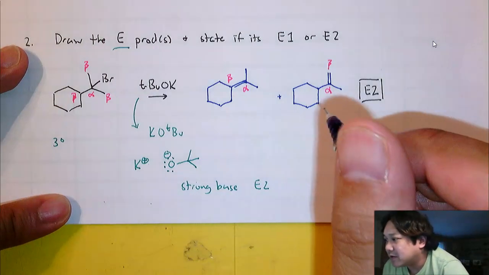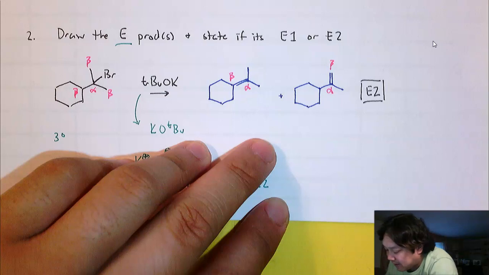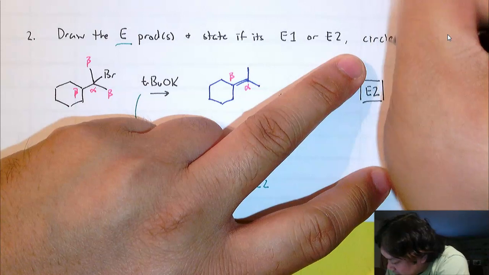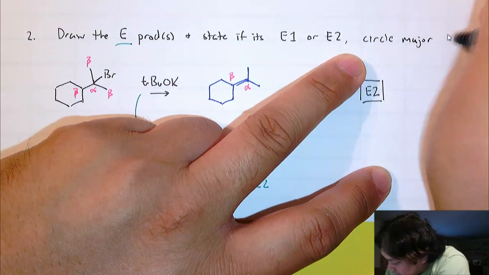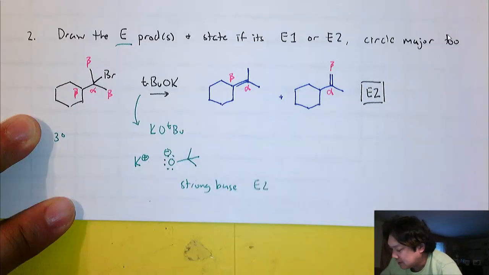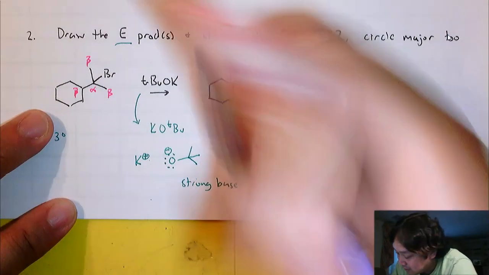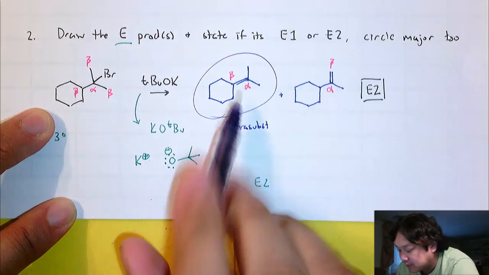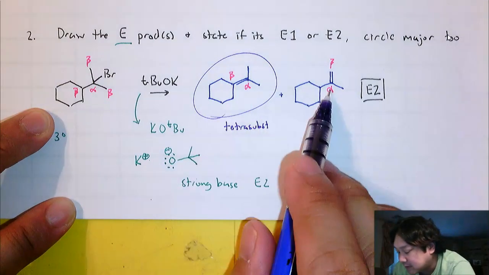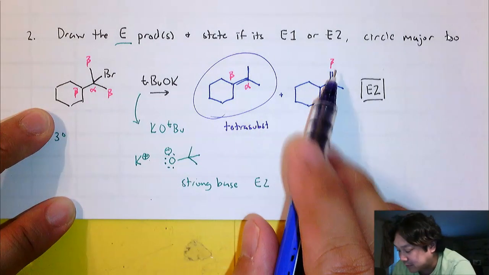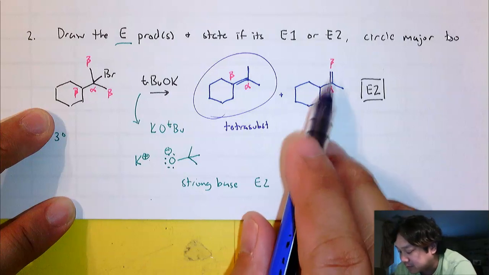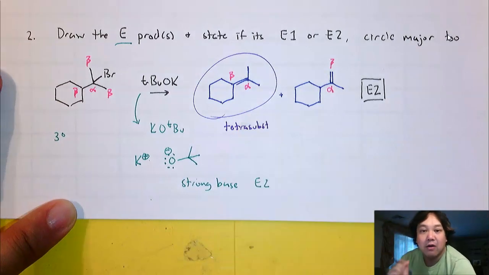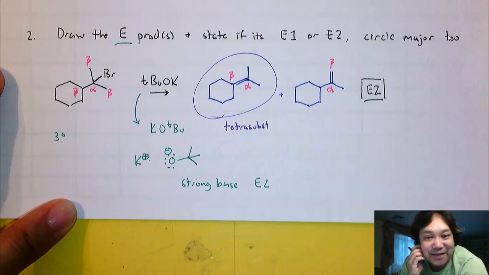Does it say which one's the major? Let me add that so the question is exactly correct. Circle the major. Awesome. Tetra substituted. There are no hydrogens on the double bond carbons. What is this? This is di substituted. You have 2 hydrogens, you have 2 groups, 2 and 2. This is 4 groups, 0 hydrogens. The major product. Oh. Oh no.